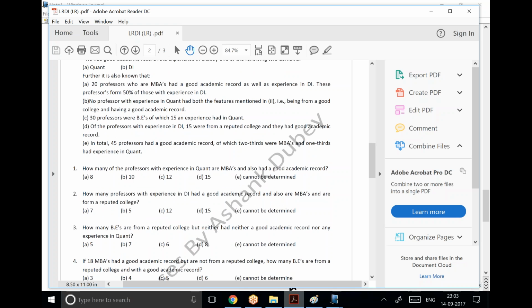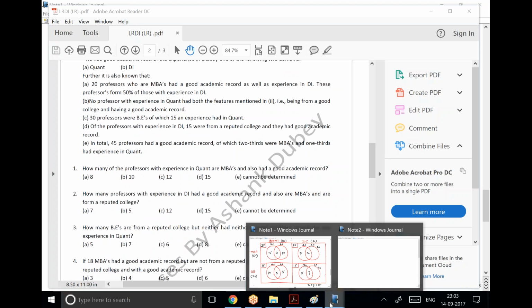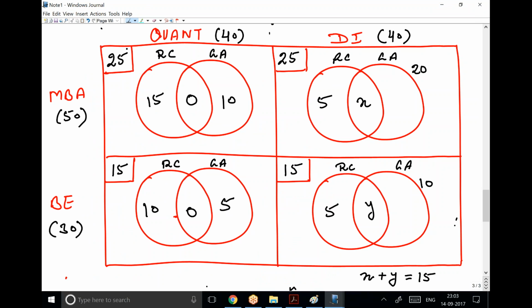So how many of the professors with experience in quant are MBA? So quant as well as MBA. A total of quant and DI should be equal to 8. Like quant plus DI is equal to 8. You can see here, there is no intersection between quant and DI. So DI is here and quant is here, which comes out to be 40.